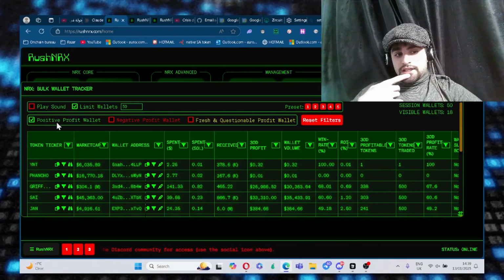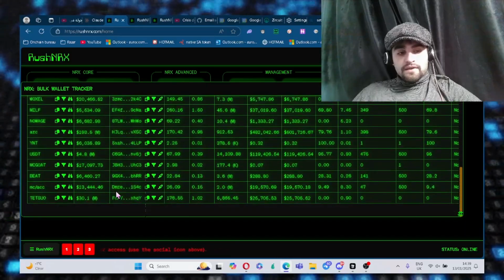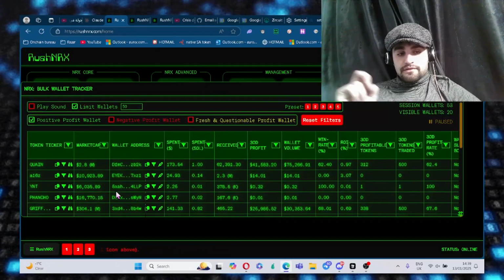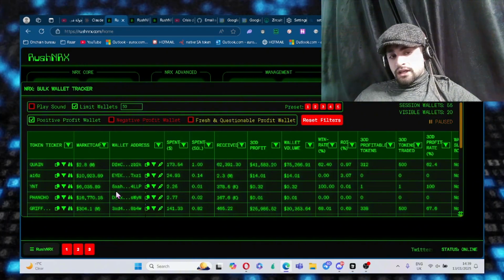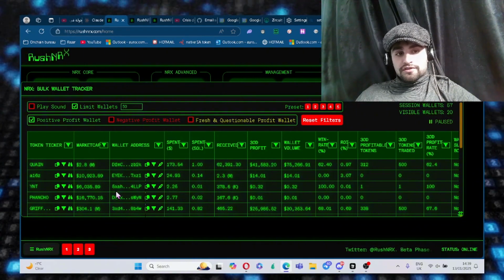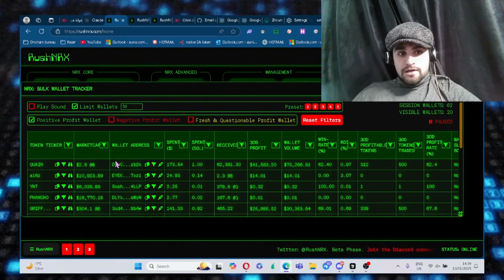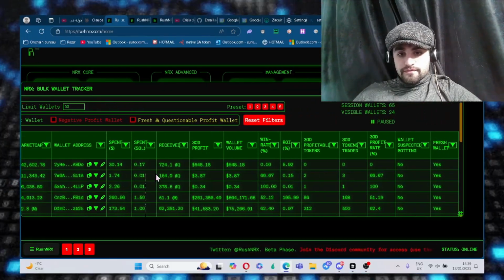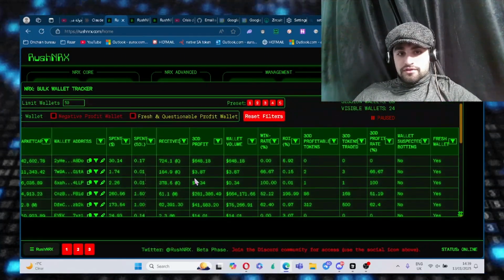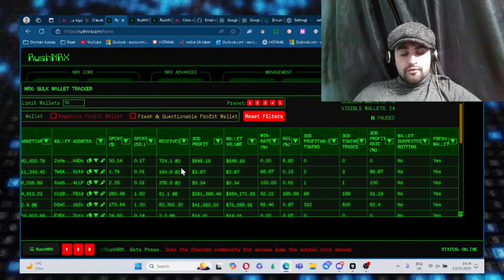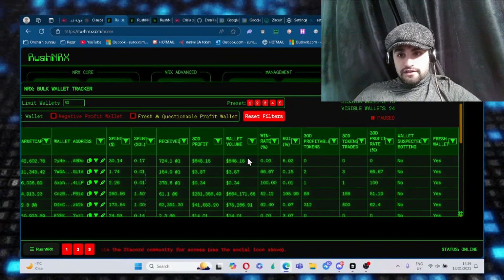Rather than seeing it for all the coins, I would prefer to see it for one specific contract address, to see the percentage of holders that are negative profit wallets, positive profit wallets. That would be something interesting, and they just need to reuse the way they're using this data.